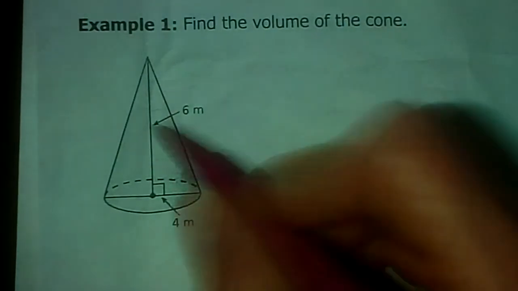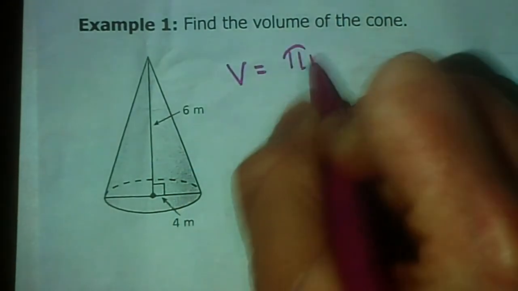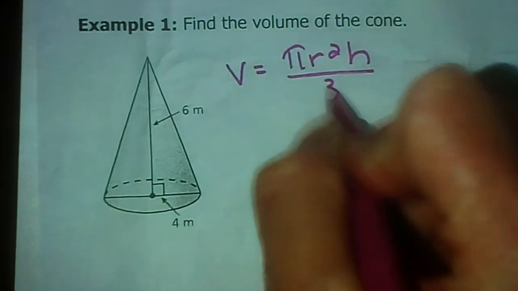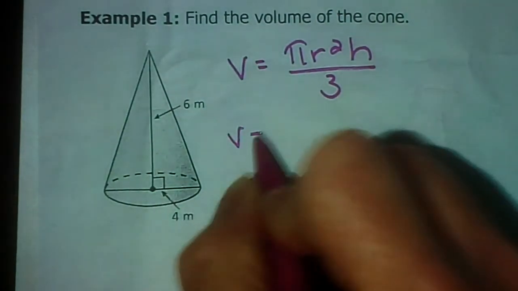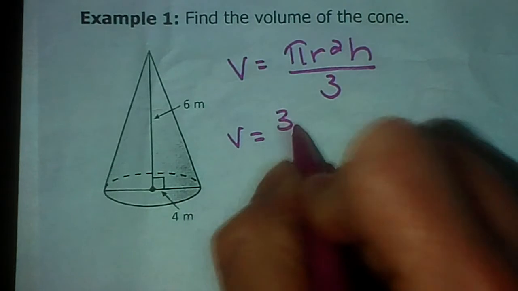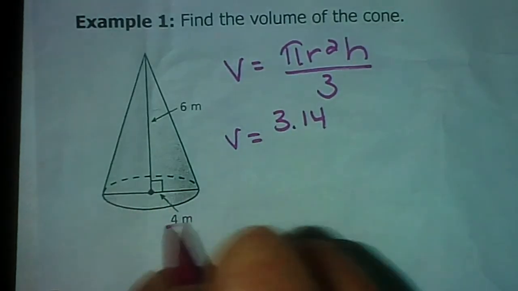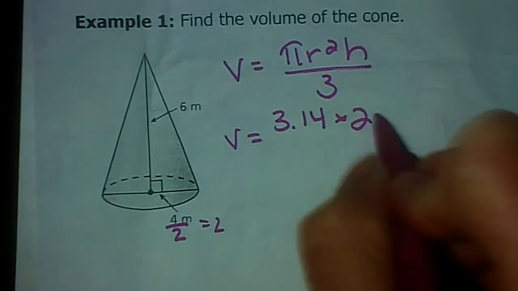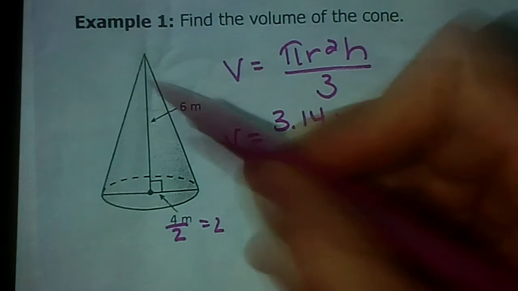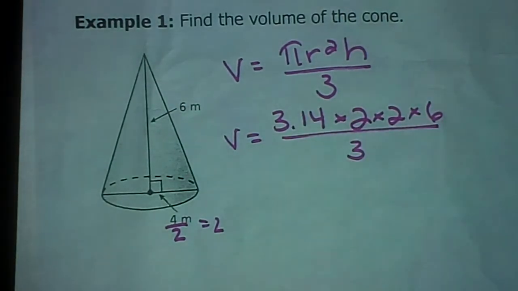All right, so we recognize this is a cone. The volume of a cone is equal to pi r squared times the height divided by 3. Always write that formula first. It just helps you to make fewer errors as we go. Replace pi with 3.14. Now the radius isn't given, the diameter is. Diameter divided by 2 gives you the radius. So the radius is 2, and I need 2 of them because it's squared. And the height is 6. I need to do all that divided by 3.